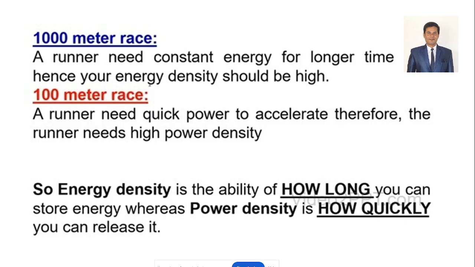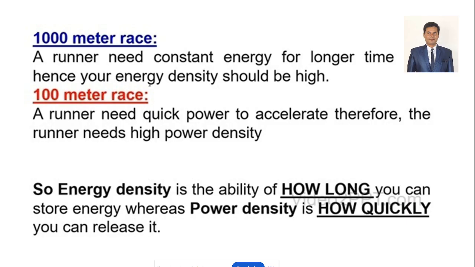Okay, all right. We have one more example also. You can go through this. The 1,000 meter race. The runner needs a constant energy for a longer time, and hence your energy density should be very high. If you want to go for 10 kilometers, you have to have most of the energy in a constant way. You require the constant energy to reach the destination for a longer time.